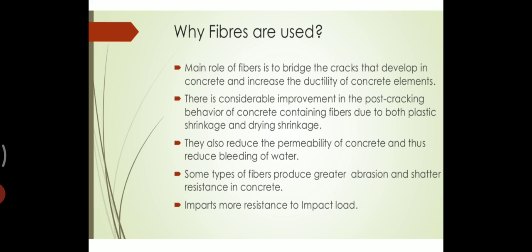Why are fibers used? The main role of fibers is to bridge the cracks that develop in concrete and increase the ductility of concrete elements. There is considerable improvement in the post-cracking behavior of concrete containing fibers, due to both plastic shrinkage and drying shrinkage. The fiber is a continuous solid material like the aggregate, and therefore it is arresting the cracking. Fibers also reduce the permeability of concrete and thus reduce bleeding of water. It acts as a film, a layer, to arrest those things. Some types of fibers produce greater abrasion and shatter resistance in concrete. It imparts more resistance to impact load.